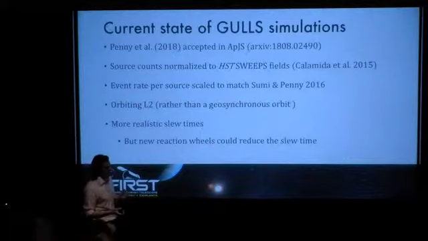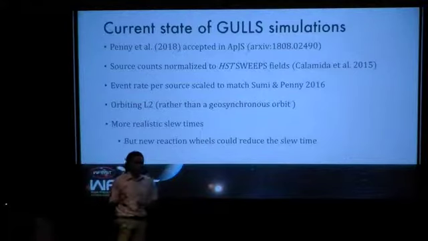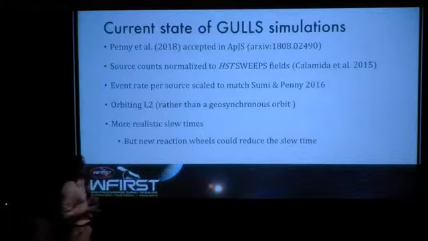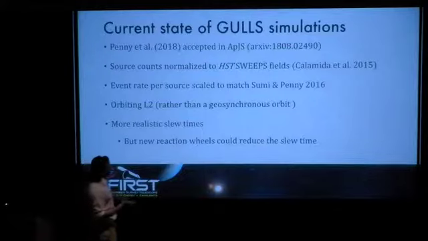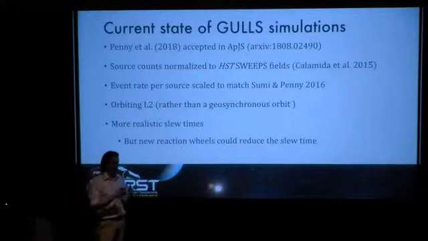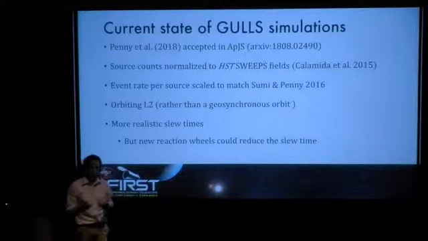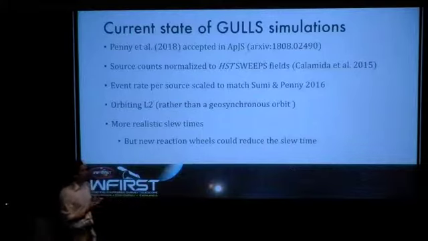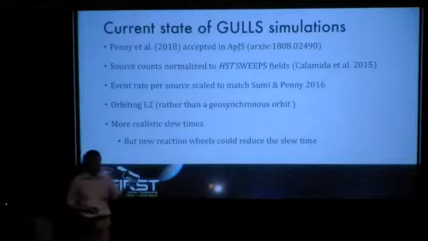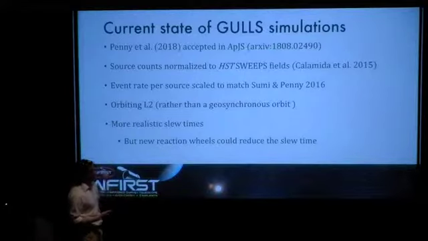Another major point is that WFIRST is now going to be orbiting L2 rather than a geosynchronous orbit, which could enable measurements of microlens parallaxes. Another thing that occurred between the last survey design iteration and the most recent one is that there are now more realistic slew and settle times for repointing the telescope. These effectively doubled and reduced our fields from 10 to 7, but in the future there is a possibility for newer reaction wheels that could decrease those slew times again, and we can try to account for those by using the simulations and optimizing into the future.